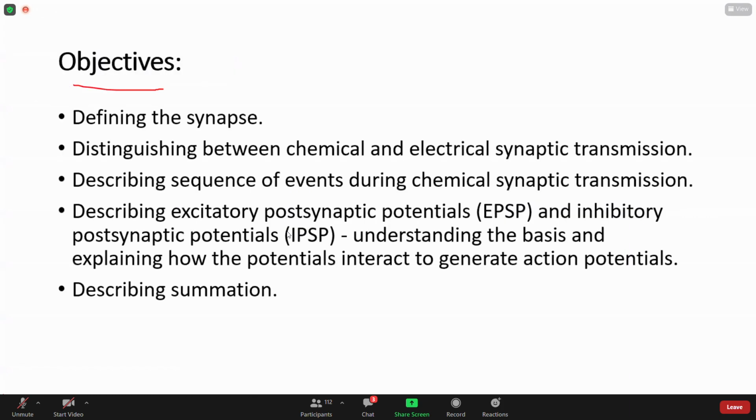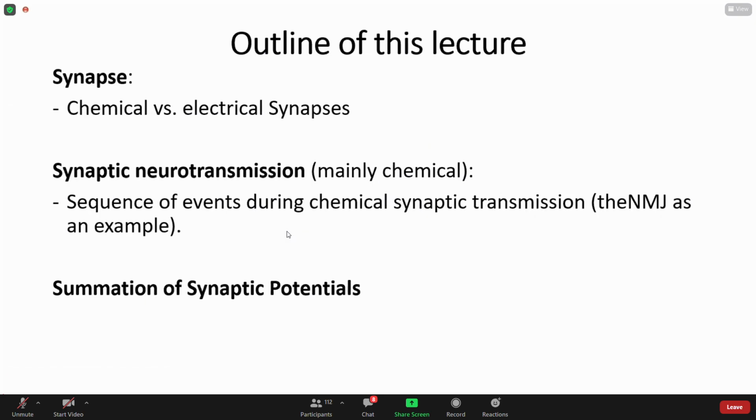So basically, we'll start with defining the synapse, what a synapse is. Then we'll talk about the difference between a chemical and an electrical synapse. Then the next part, we will talk about the sequence of events that happens during chemical synaptic neurotransmission. Then finally, we'll talk about summation of the synaptic potentials.